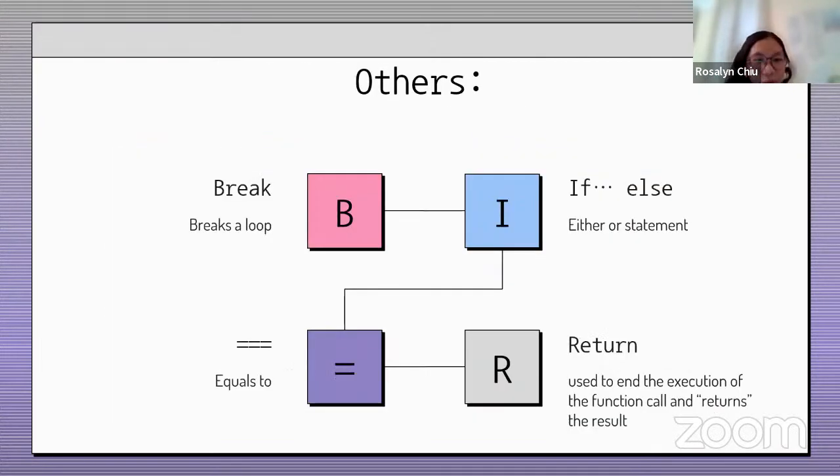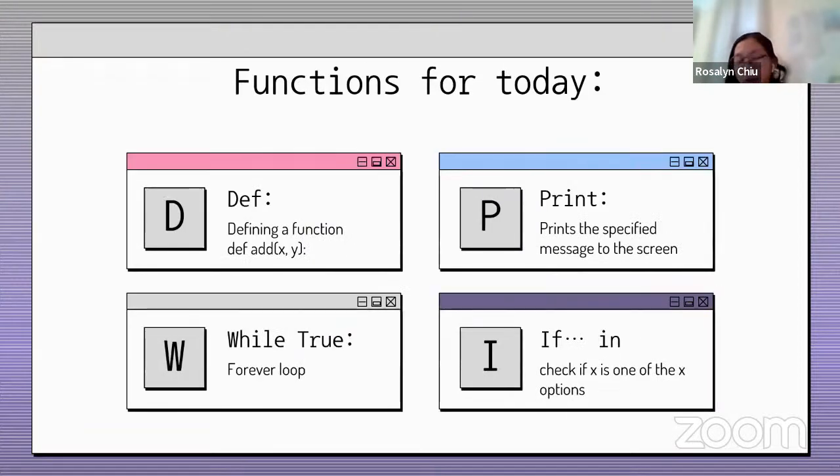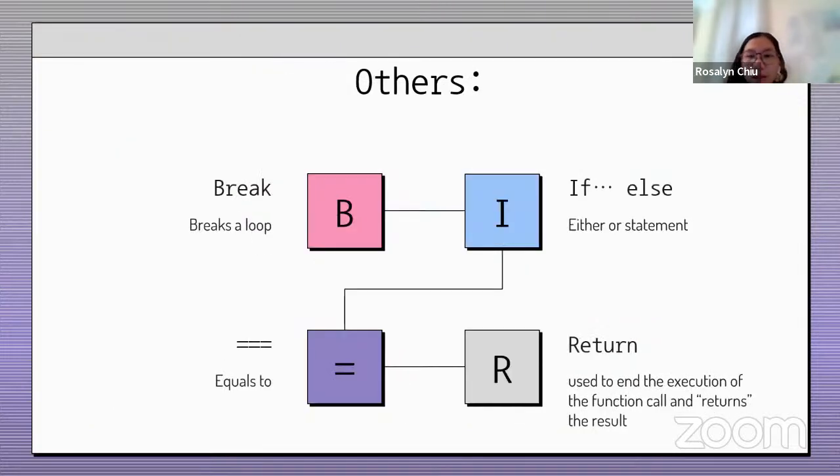We also have break, which is to break a loop, which is when we were doing while true. So when you're in a forever loop, we could break it by using break. And then we have if else. This is a statement that you've probably seen in Scratch as well, as a block code. So it chooses something or the other thing. And then we have equals to, which is 2 equals sign, not 3, 2 equals sign. And it means equals to directly. And then finally we have return. This is used to end the execution of function calls, and it returns the result.